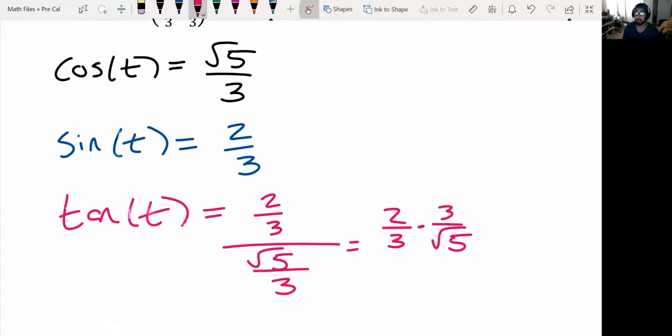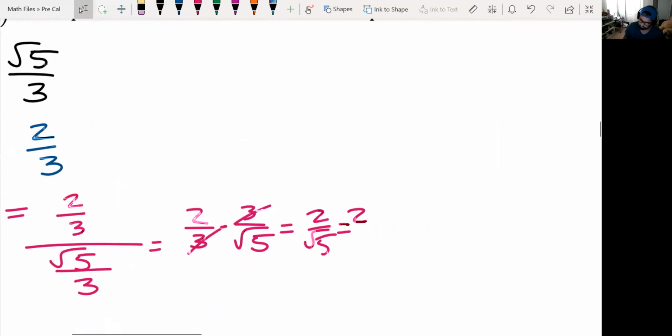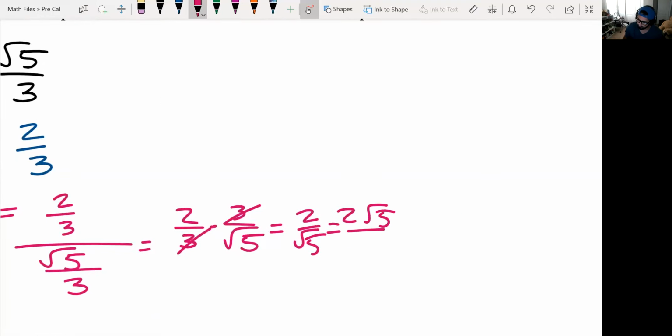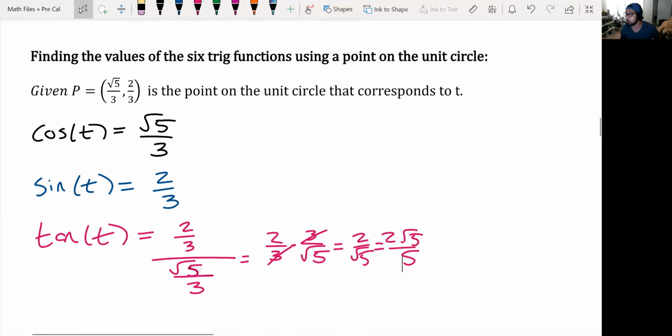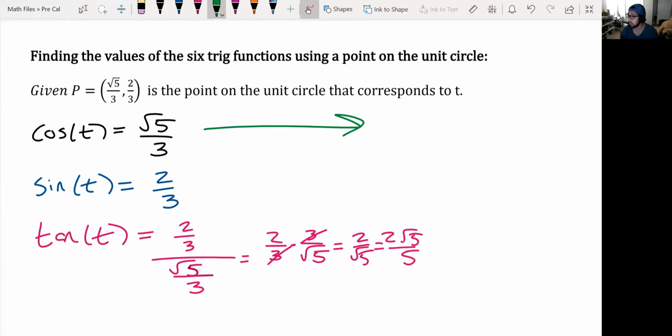2/3 times 3 over the square root of 5. And cancel, cancel. You get 2 over the square root of 5, or 2 square root 5 over 5. Now all that's left is the reciprocal functions. Cosine's reciprocal function is secant. Secant of t is going to be 3 over the square root of 5. But again, rationalize: 3 square root 5 over 5.